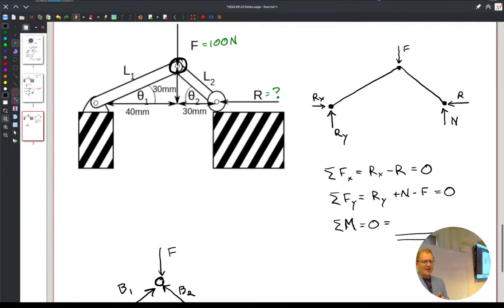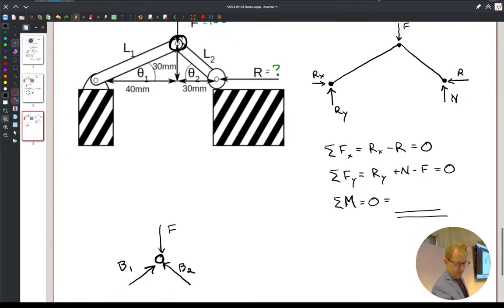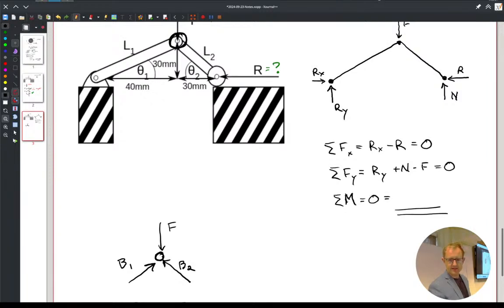But I wanted to check in and see, did you figure out what the moments are equal to for this total diagram? What is the sum of the moments there? I'll scroll up a little bit so we can see it. Figure out what is that moment? What's the total moment?